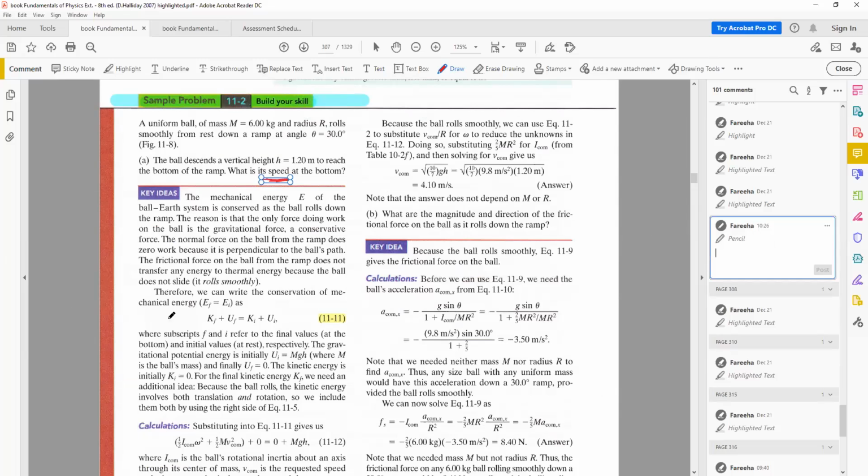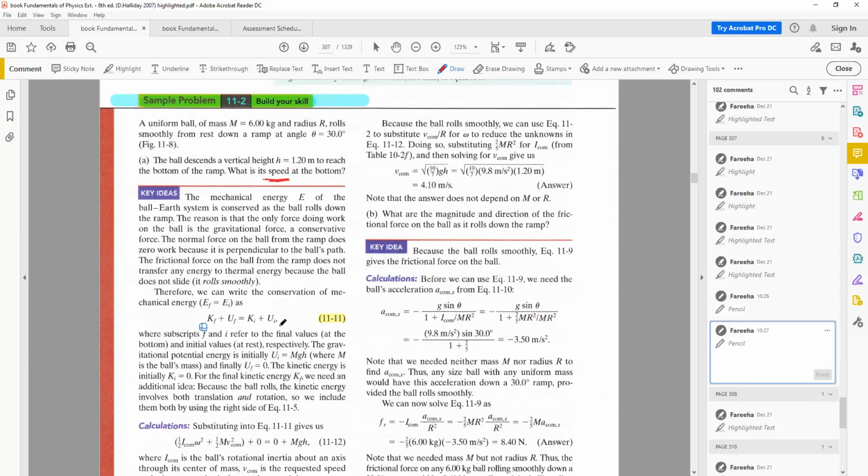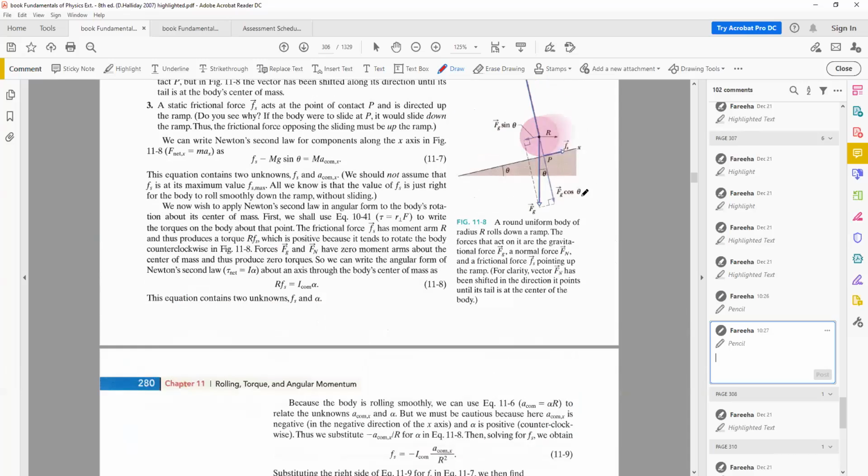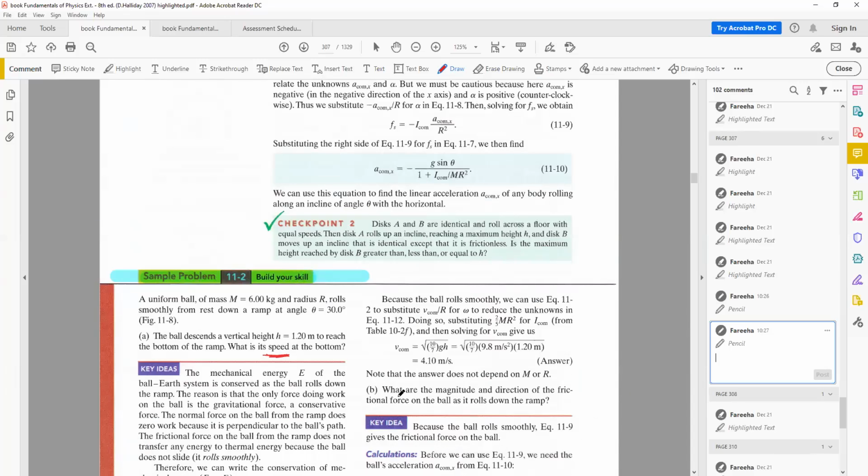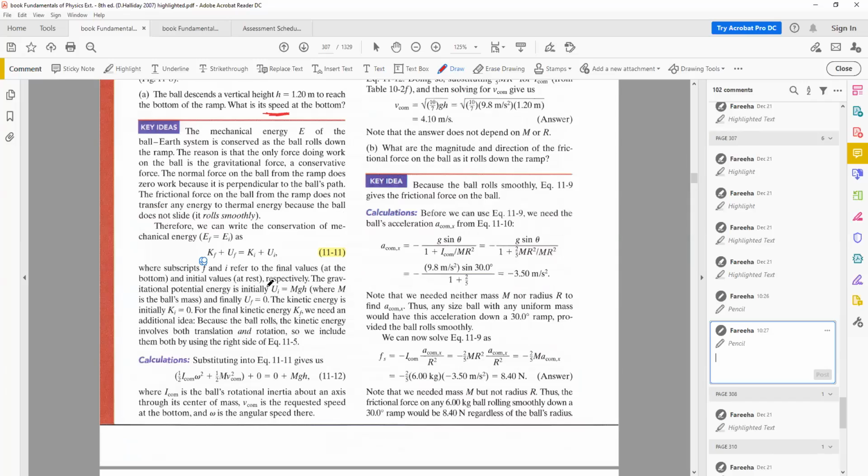We know that from the conservation of energy, E final is equal to E initial. So Kf plus Uf is equal to Ki plus Ui. Now, U is the potential energy and the formula for this is mgh. Initially Ui is equal to mgh, where m is the ball's mass. The final potential energy is 0 because when the height decreases and it comes to the bottom, h becomes 0 and Uf becomes 0.